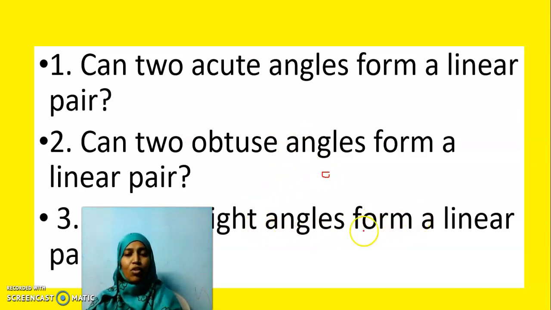Can two right angles form a linear pair? Surely. See, 90, here also 90. They are adjacent. This 90, this 90. If I add now, we get 180 degrees. They are adjacent. They are supplementary. So they are linear pair angles.